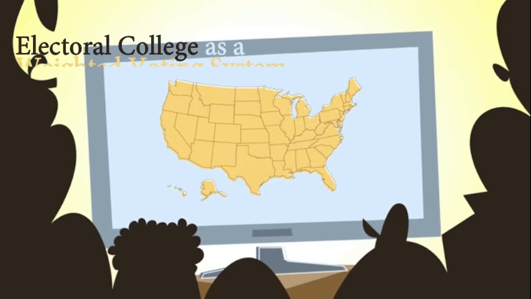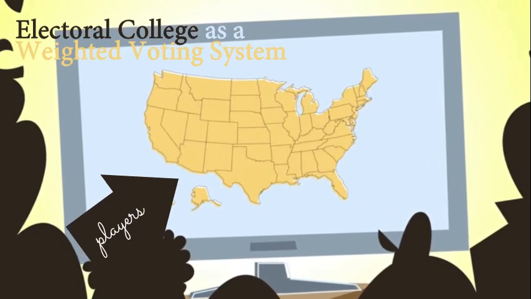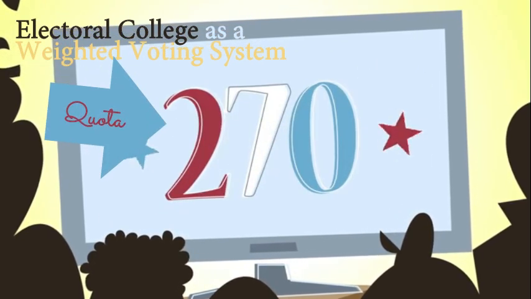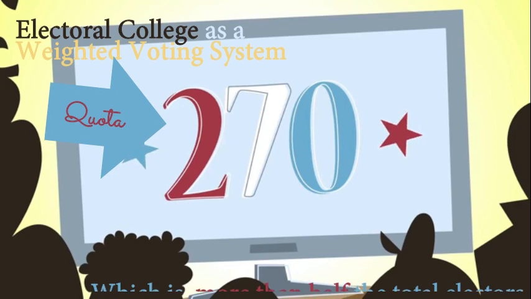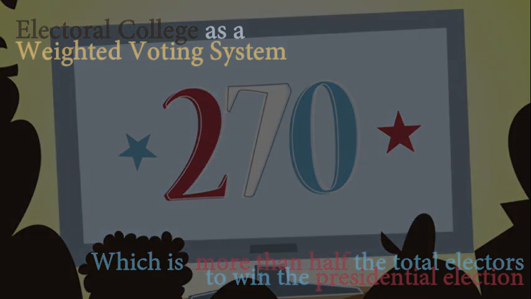Therefore, we can set the Electoral College as a weighted voting system with the 50 states and the District of Columbia as the players, with a quota of 270 electoral votes, which is more than half the total electors to win the presidential election.